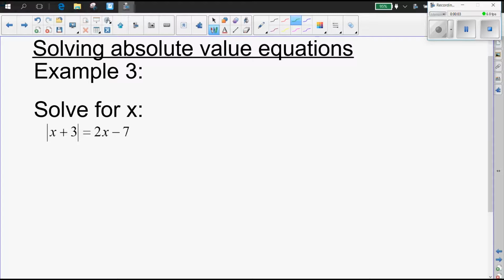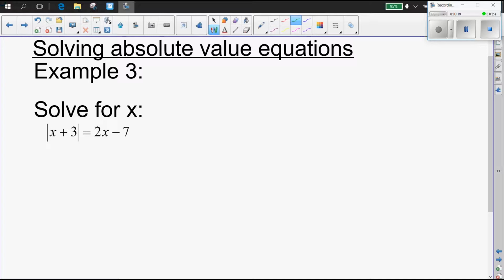Solving absolute value equations, example 3. This becomes a little bit more complicated. We're asked to solve for x, and we're given that the absolute value of x plus 3 must equal 2x minus 7.